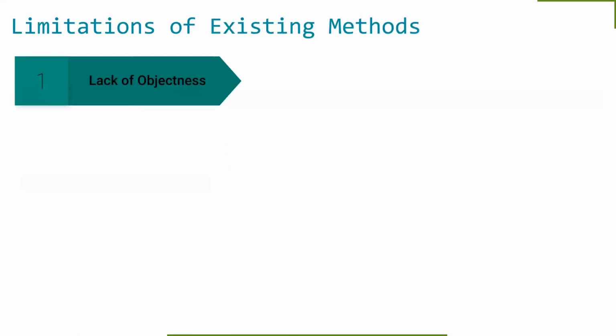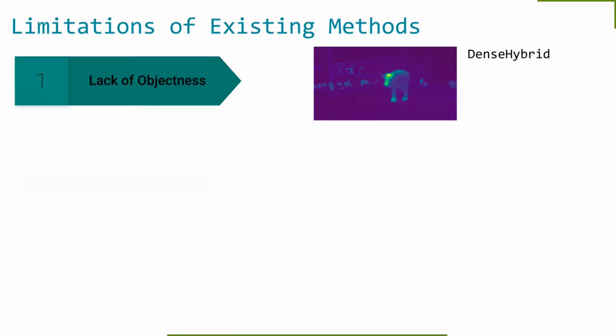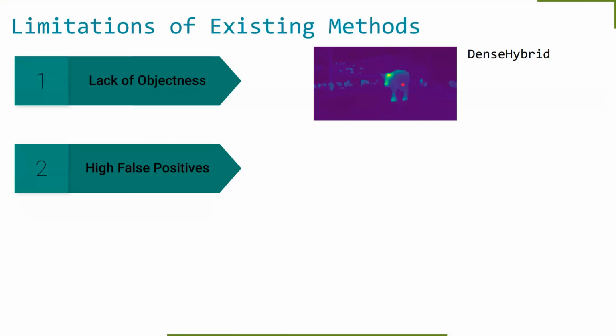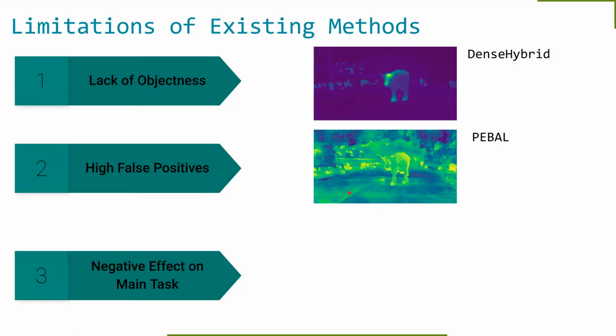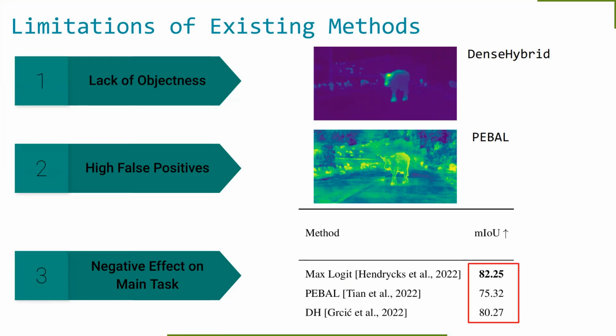The limitations of these methods can be summarized as follows. First of all, we have a lack of objectness, in which the anomaly score is not uniformly assigned throughout the object, and also high false positives. Like we can see that known regions sometimes get high anomaly scores, and also due to fine-tuning with outliers, there's a negative effect on the main task, as we show in our experiments.